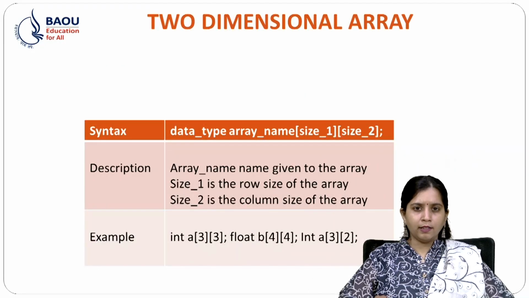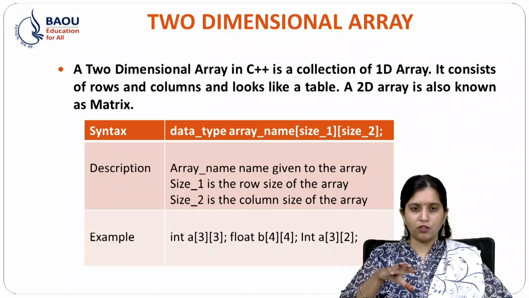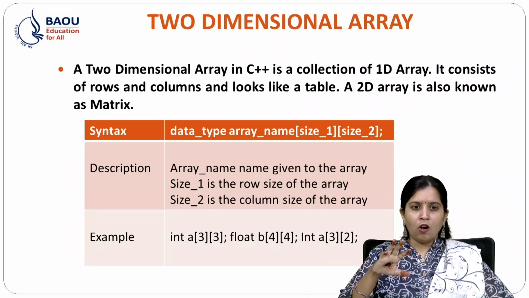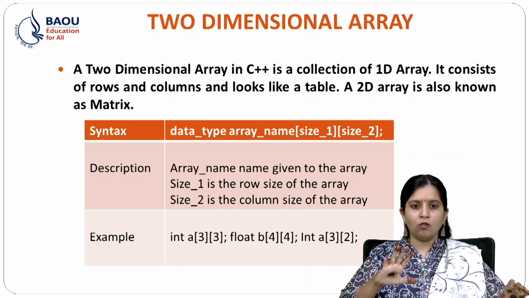So let's see two-dimensional arrays. A two-dimensional array in C++ is a collection of one-dimensional arrays. It consists of rows and columns and looks like a table. A 2D array is also known as a matrix.